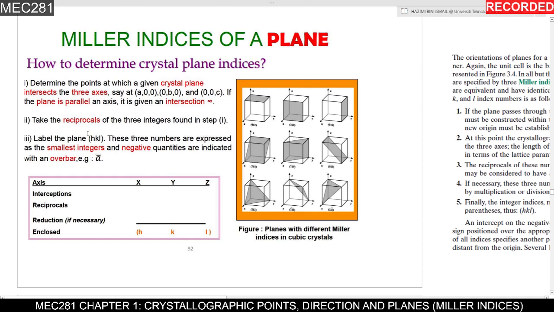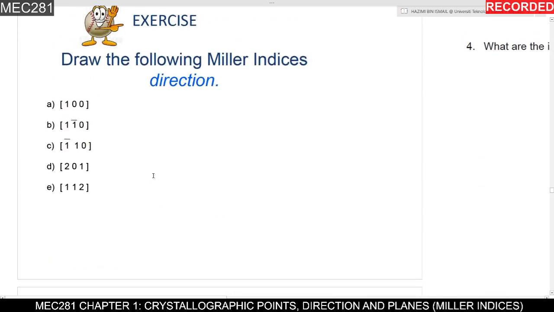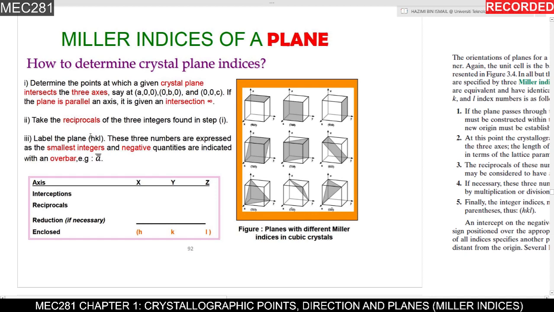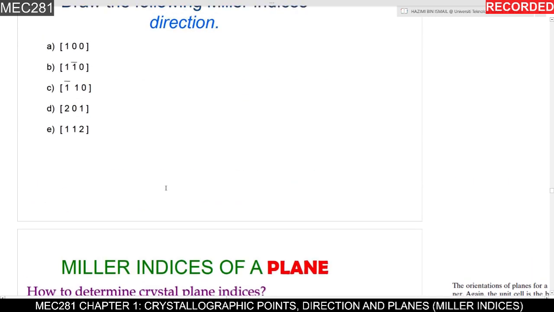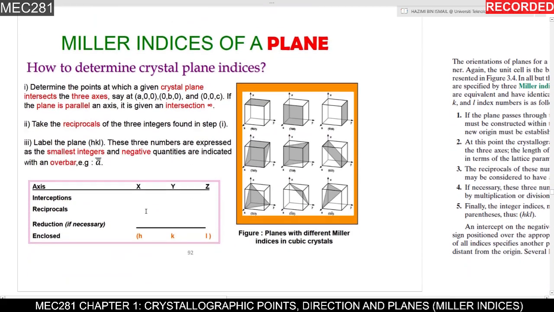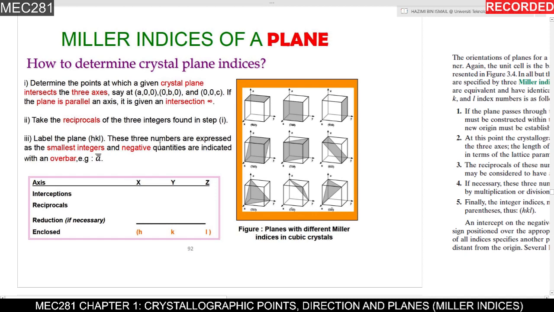What is the difference between the symbol here and the directions? In the directions, we have the square bracket here, but for the plane, we have the parenthesis, the curved one. So if you put the parenthesis here, it is the plane. If you put the square bracket here, it is the direction. These three numbers are expressed as the smallest integers, and negative quantities are indicated with an over bar.